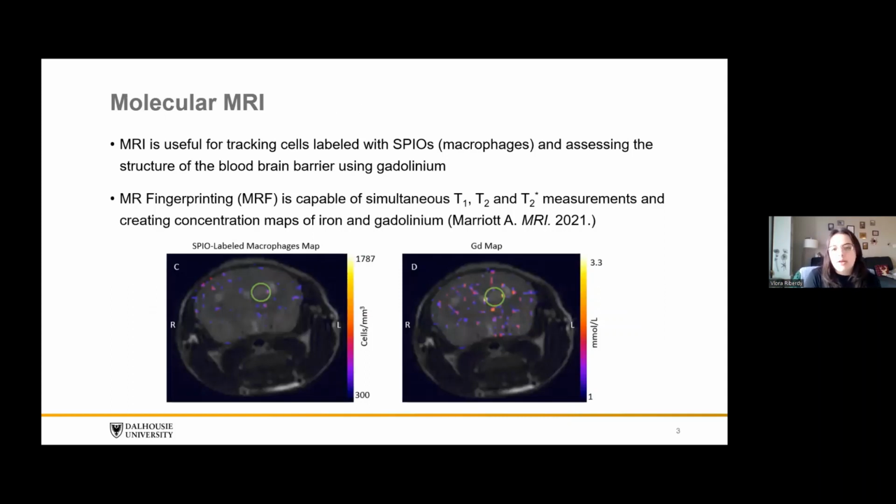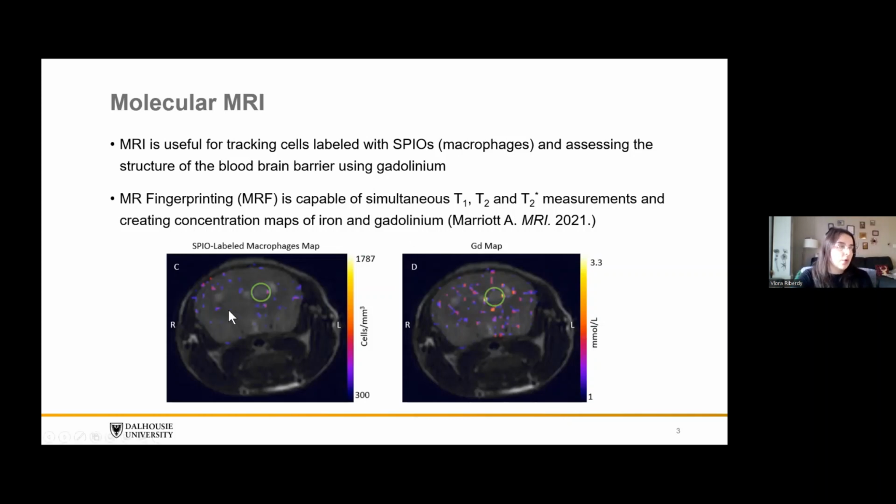So MRI allows for treatment monitoring via longitudinal characterization of the tumor microenvironment. We can track macrophages after they take up iron oxide nanoparticles, and we can assess the blood-brain barrier using gadolinium. As Anna talked about earlier, magnetic resonance fingerprinting is capable of simultaneous T1, T2, and T2 star measurements, and also creating concentration maps of the iron and gadolinium.